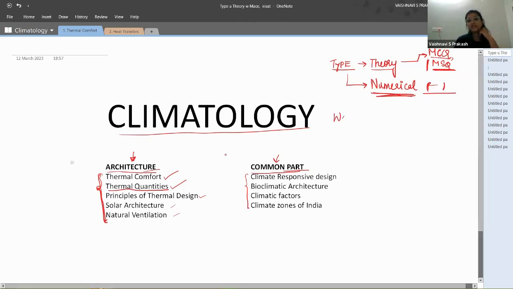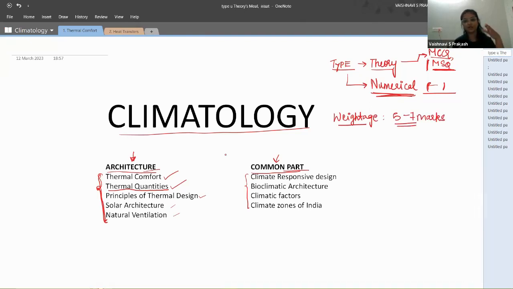The weightage that we've seen so far from this topic, climatology, is usually between 5 to 7 marks in the question paper. So it's quite a good chunk of marks, and it's easily scoreable if you understand the basic concepts and some terms and definitions. It's very doable and you can easily score 5 to 7 marks.